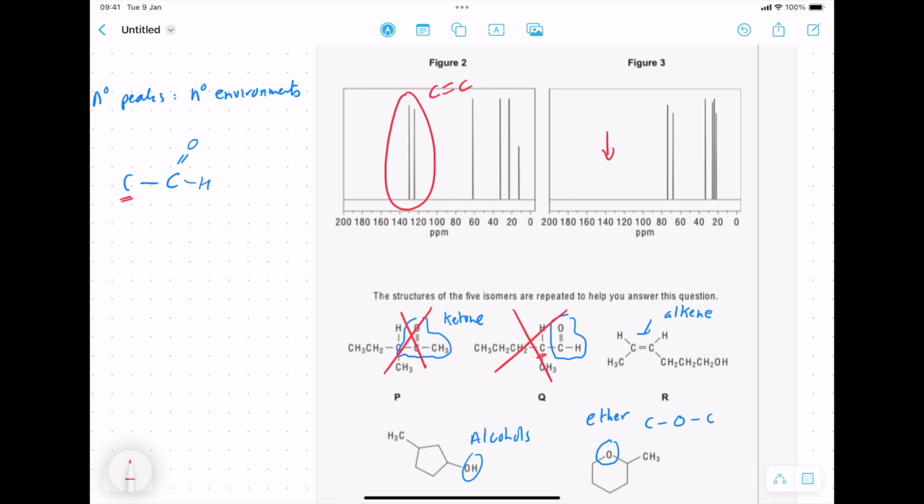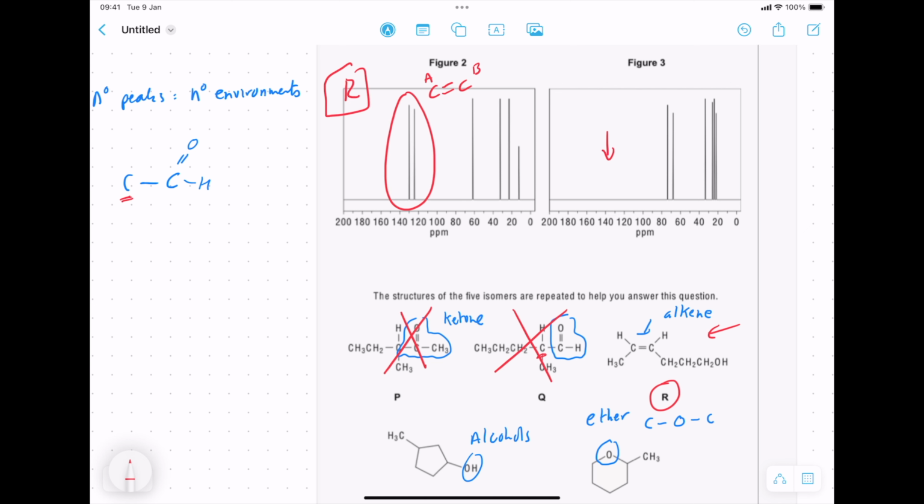And the reason why there are 2 peaks present in that alkene region is one peak will belong to one carbon, let's call it A, and then the other one will belong to carbon B. The only molecule that has a double bond is this one here. So therefore, figure 2 must be molecule R. So this one belongs to R.